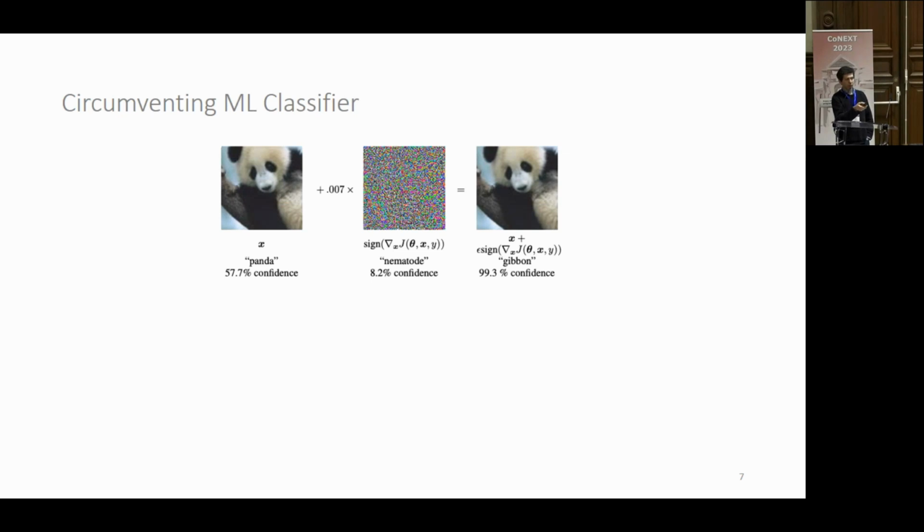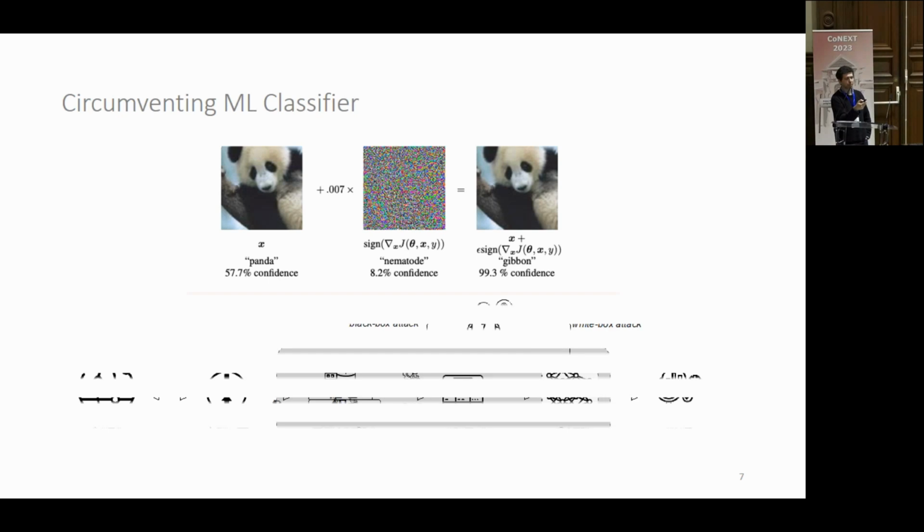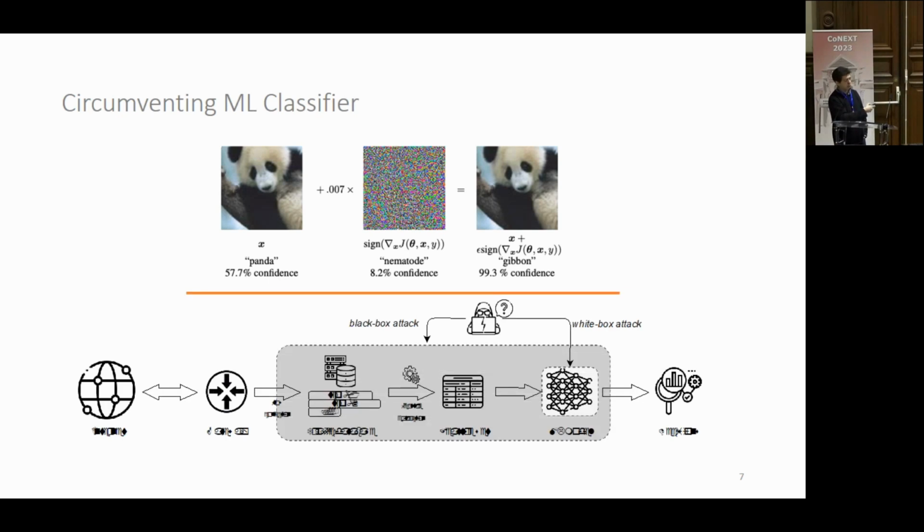This is an example where a classifier is fairly confident that the first image is a panda. You add some noise to that image, and the result is what you see on the right. Perceptually, to a human, it's still a panda, but now the classifier is highly confident that it's a gibbon. So we thought, what if we perturb traffic so that the classifier believes sensitive traffic is actually benign? That is exactly what we did. Your sensor controls all this part of the pipeline, which we discussed.